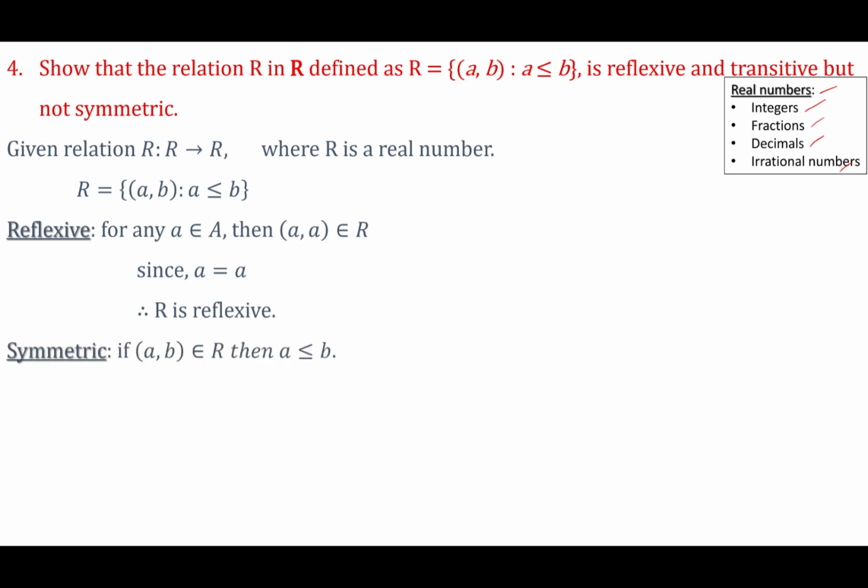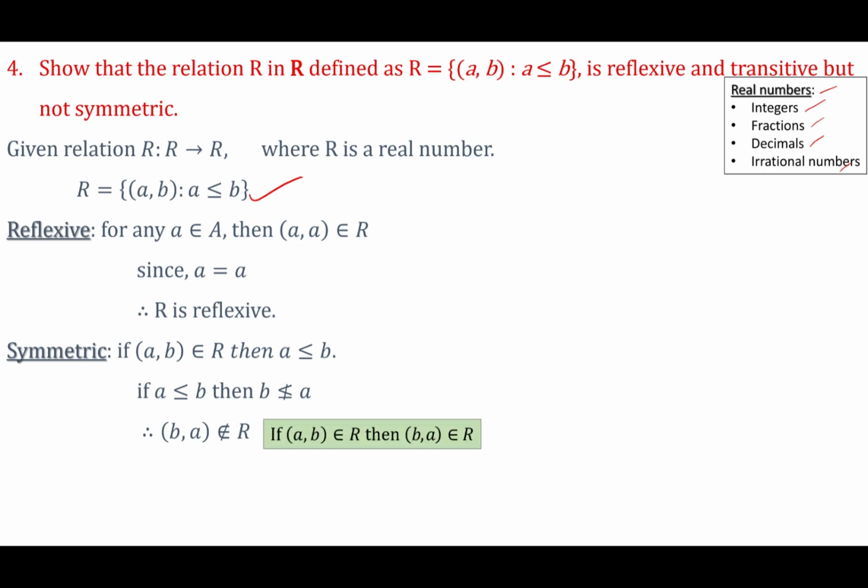Come to symmetric. If (A, B) belongs to R, then A is less than or equal to B as per the relation. Now, if I say B is less than or equal to A, but in the first statement A is less than B, which means B cannot be less than A. Then (B, A) does not belong to R. Whereas the symmetric relation says if (A, B) belongs to R, then (B, A) must belong to R. So here (B, A) does not belong to R. So it is not a symmetric relation.